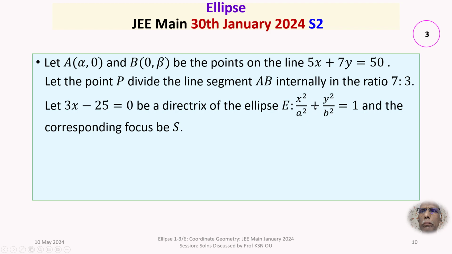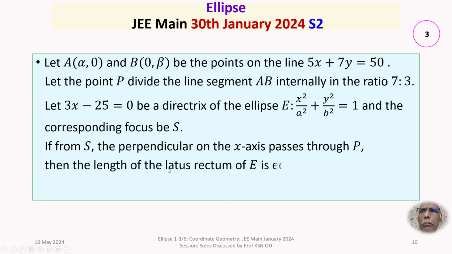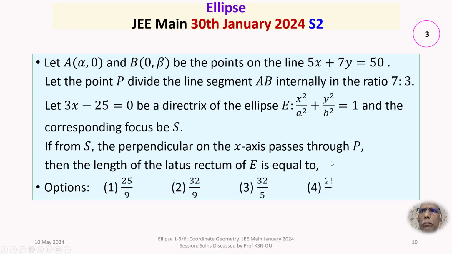x square by a square plus y square by b square is equal to 1, and the corresponding focus be S. If from S the perpendicular on the x-axis passes through the above point P, then the length of the latus rectum of the ellipse E is equal to. We are given 4 options.